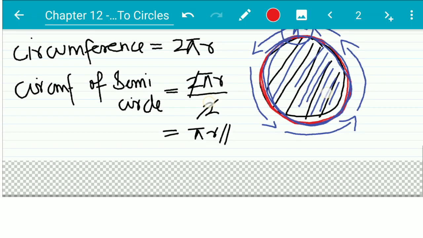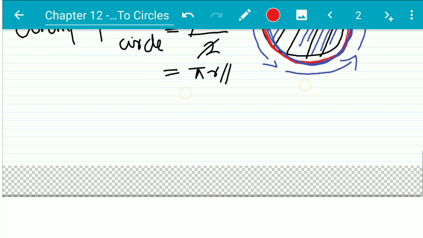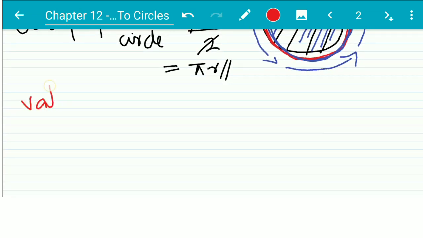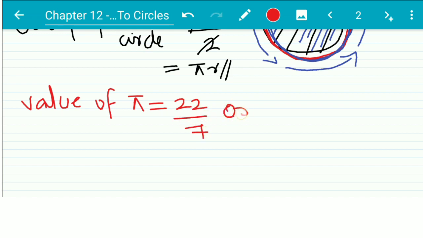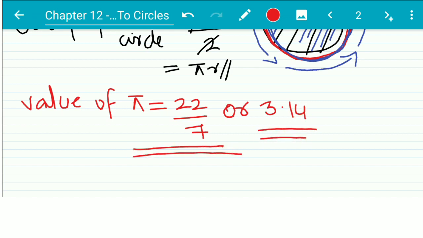Okay, now we'll see what is the value of pi. Value of pi, in fractional form, is 22 by 7, or you can write it in decimal form as 3.14. You can use either 22 by 7 or 3.14. So these are the two values of pi.